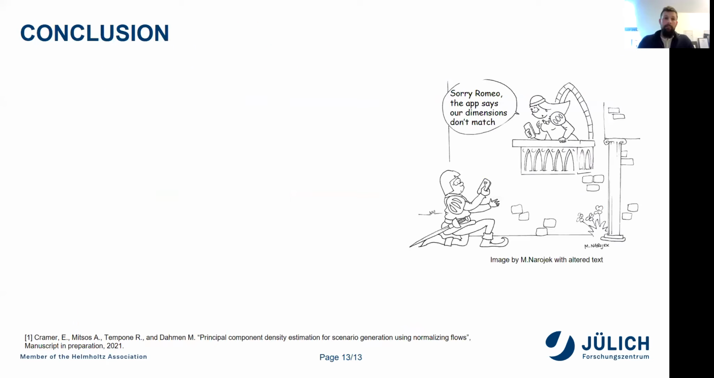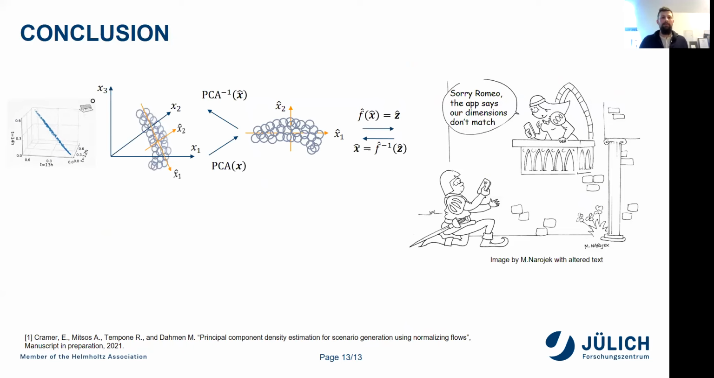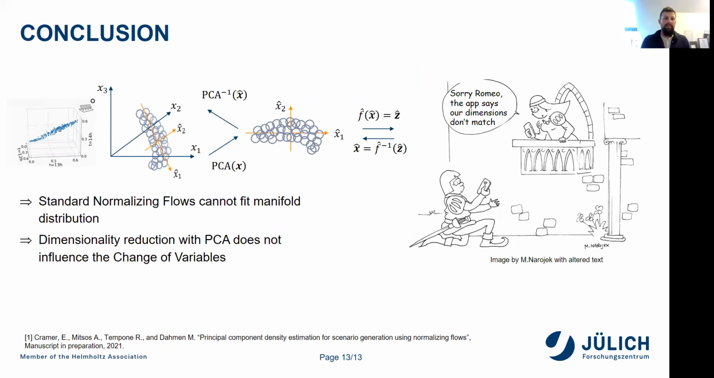Now, concluding, what I've told you today is that if we have data manifolds, then standard normalizing flows are by design unfit to be trained on this type of data. What I've also shown you is that dimensionality reduction can help with these issues, and in particular, the PCA has some really nice advantages when working with data manifolds. Now, obviously, the next step from here on out would be to go for a nonlinear dimensionality reduction approach.